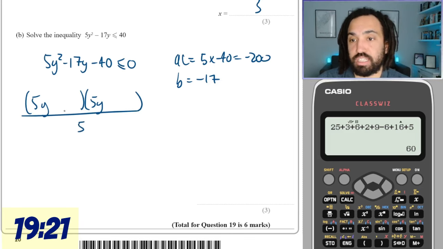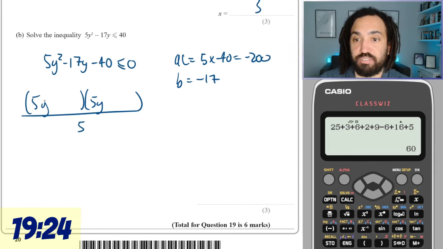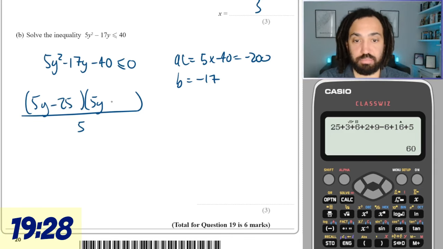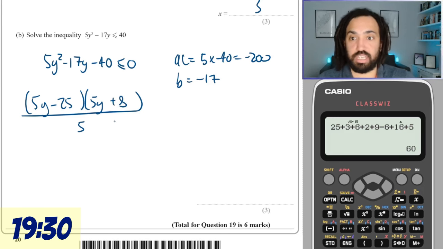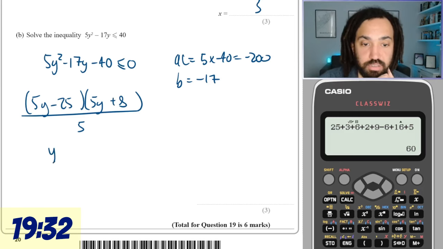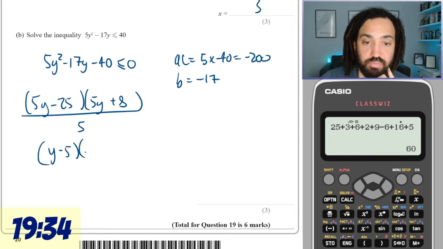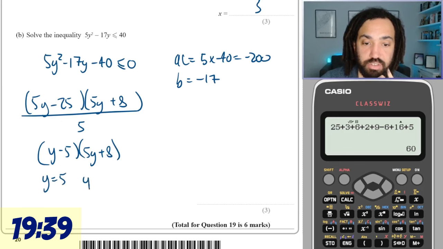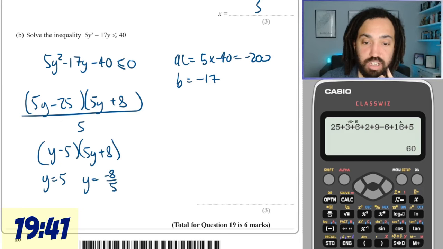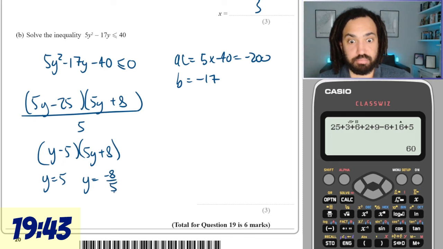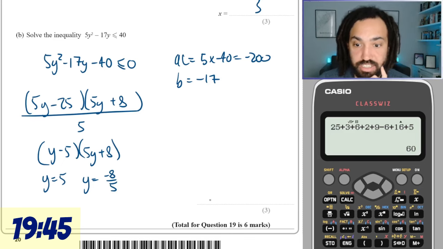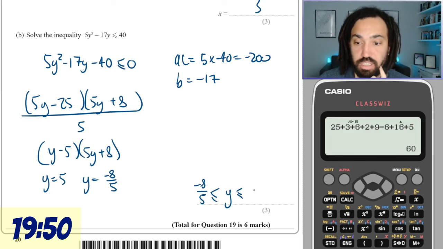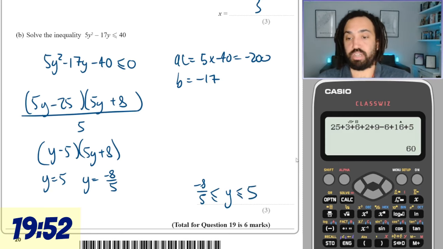So does it work actually? I said 15 and 8, I meant 25 and 8. So it's minus 25 and plus 8. Yes, that does work, doesn't it? We could divide the one on the left through by 5. It means that our critical values are y equals 5 and y equals minus 8 over 5. And we are doing less than, so it's going to be bounded in between those two. So it looks like this. Perfect.